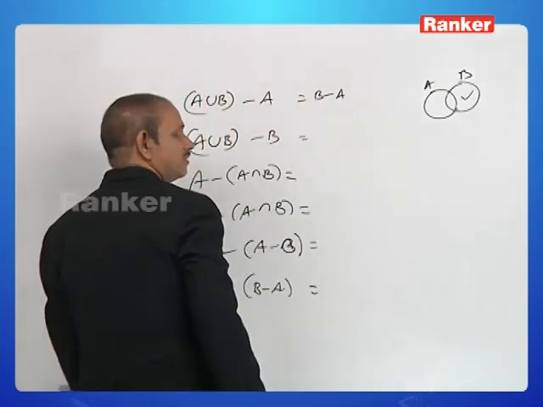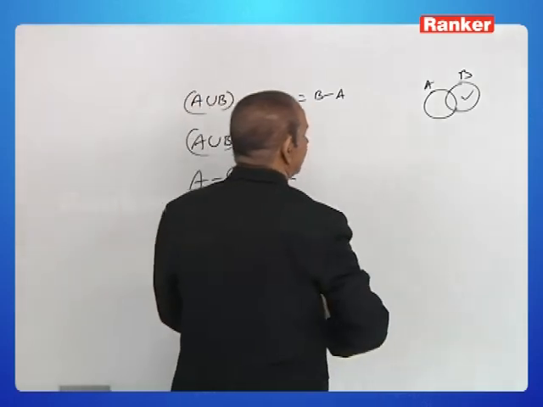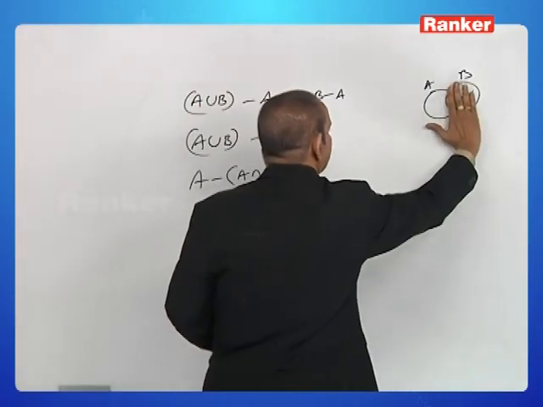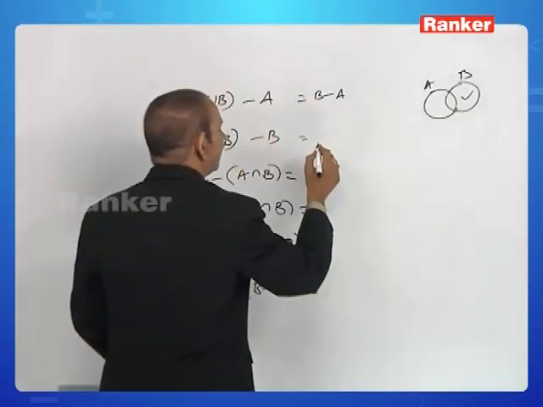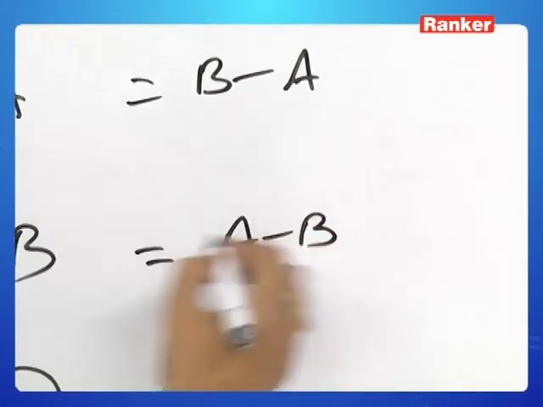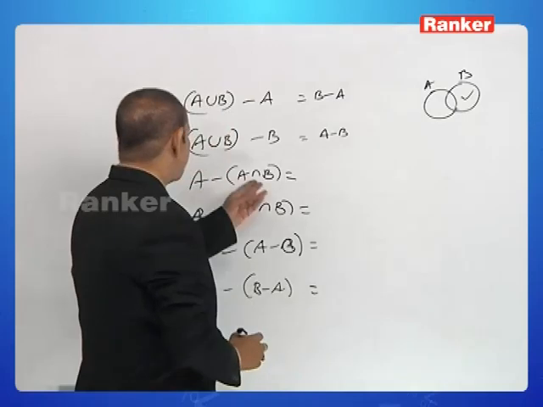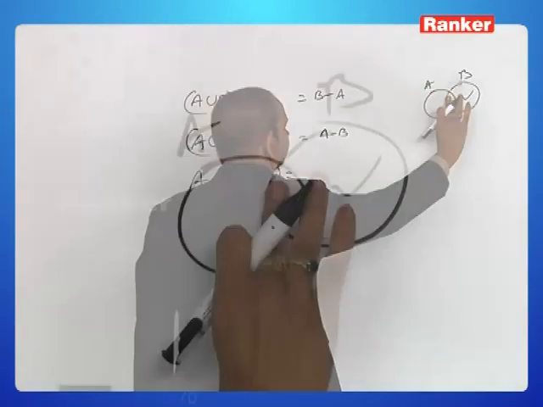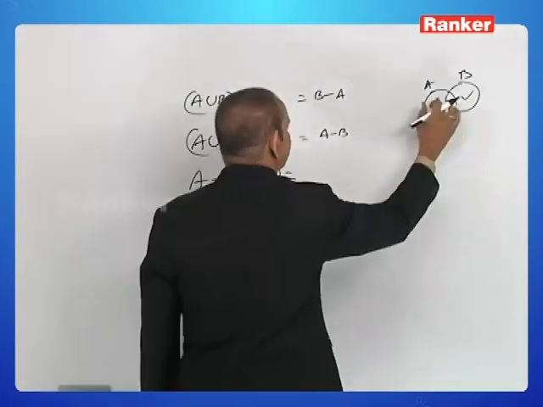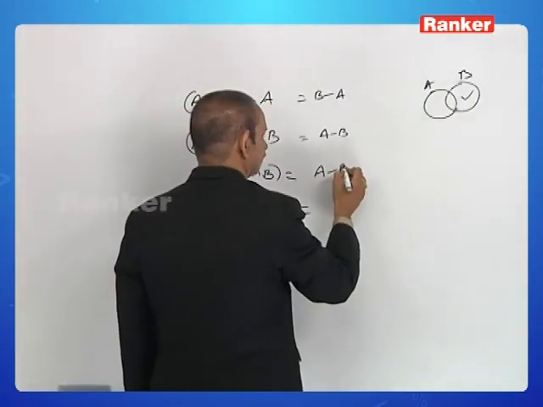If from A union B, B is deleted, what portion remains? This portion remains. What is this portion? A minus B. Good. What is A minus A intersection B? From A, A intersection B is deleted. What remains? A minus B.